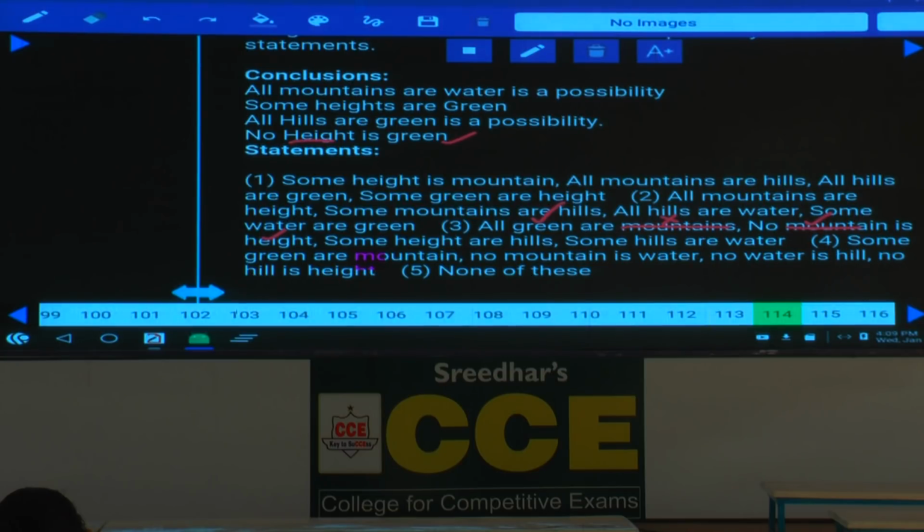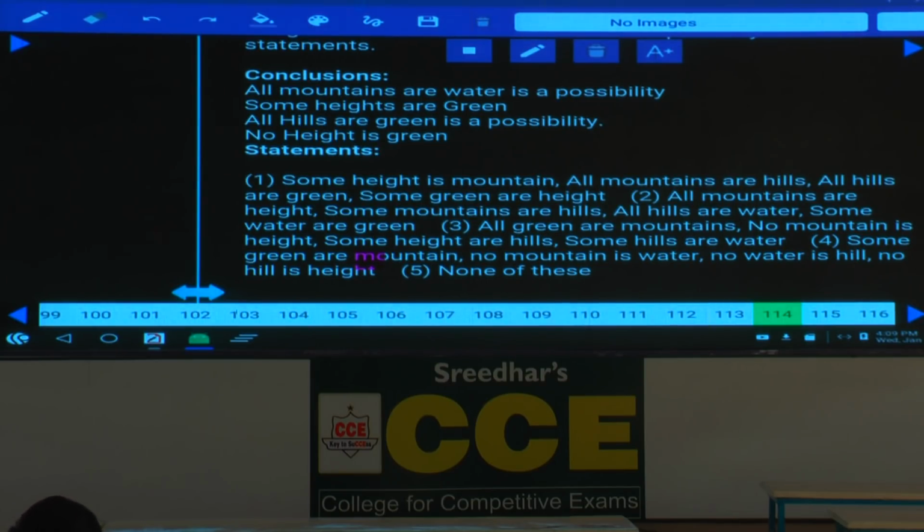As "no height is green" can be drawn, we should discuss the next one: some heights are green. Are you getting this? First we focused only on the negative conclusion; next, for an affirmative conclusion, we should go for possibilities. Then in this one, some heights are green.